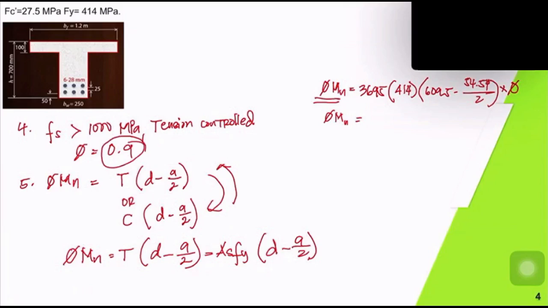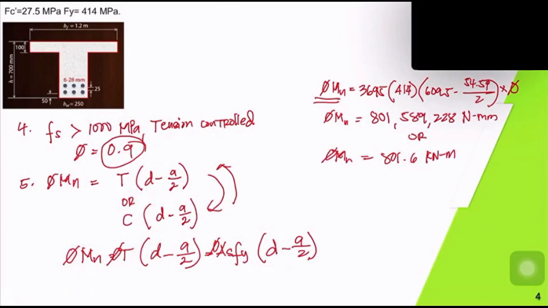So meron pang phi, sorry. I forgot the phi. Meron pang phi. Ilan? 228. This is Newton mm. Or you can convert to kilonewton meter. 801.6 kilonewton meter. So this is now your design strength.